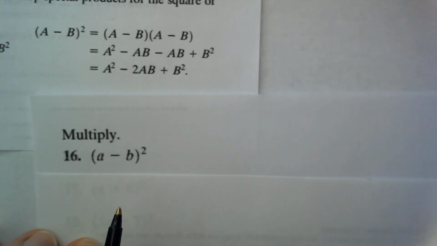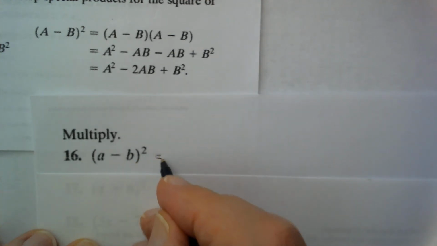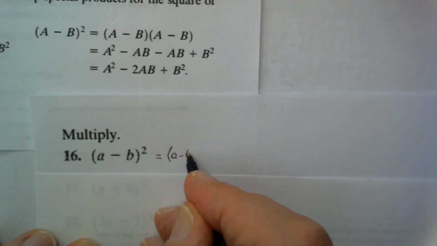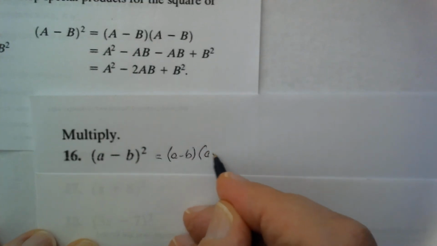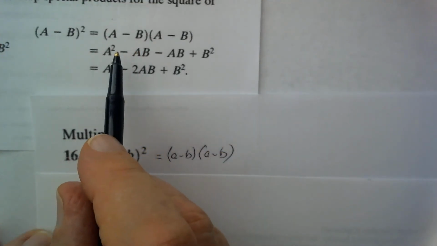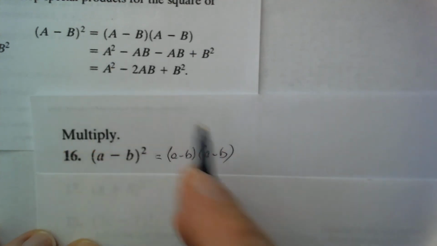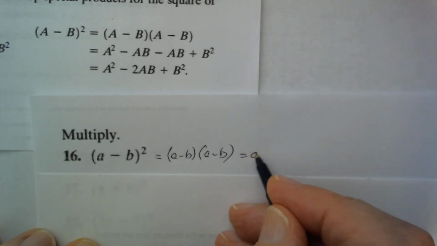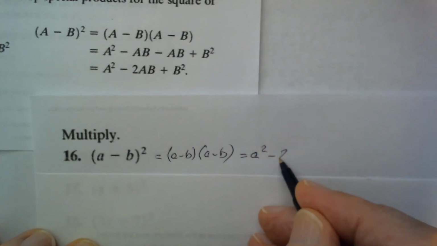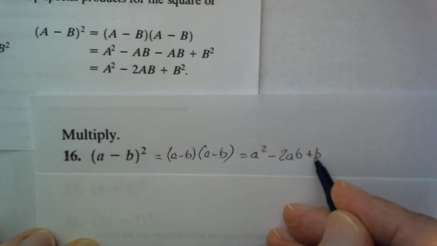And one of the ways we can use it is by applying it to examples here. So if you multiply a minus b squared, what does it mean? It means a minus b times a minus b, which is really exactly what we had in the example above, except these are lowercase letters, but we know what the answer is: a squared minus 2 times a times b plus b squared.